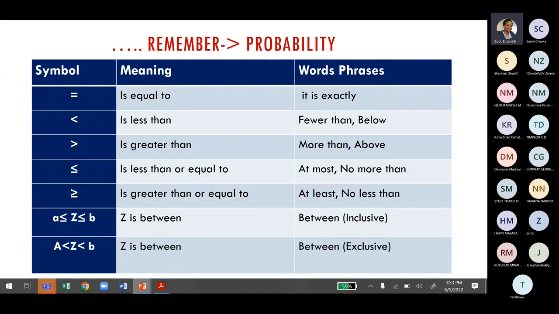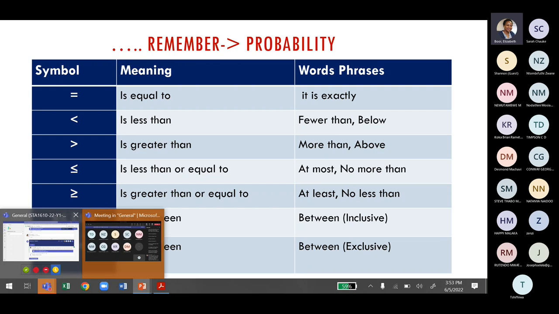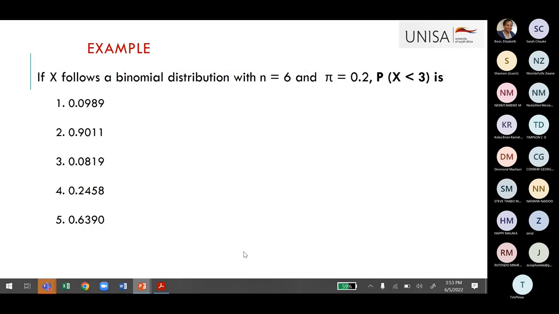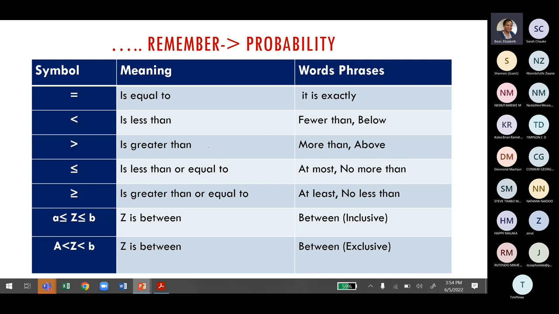Before we do more examples, I also want you to remember that in the questions, they might not give you the symbols, they might give you word phrases. You need to know how to interpret the word phrases into a symbol in order to answer the question correctly. If they ask you what is the probability that fewer people are between the ages of 30 and 40, you need to be able to say fewer means less than. If they say at least, you need to know that they mean greater than or equal, things like that. So whether they say between, or inclusive and exclusive, all those things we still need to remember as we do activities related to the binomial distribution. Even next week when we do Poisson, this is very important as well.